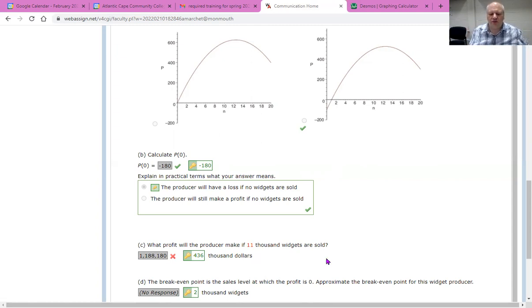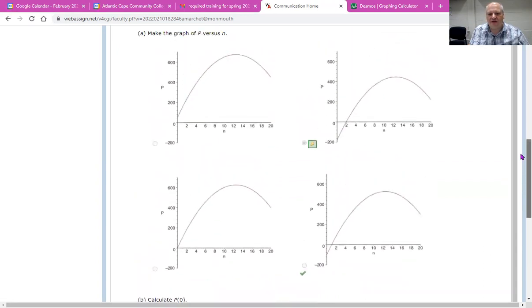Okay, then it says, what profit will the producer make if 11,000 widgets are sold? The mistake that was made here, friends, is that, remember they told you that it was in thousands. Look very closely at the wording.